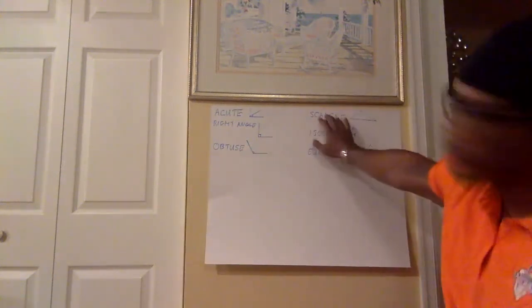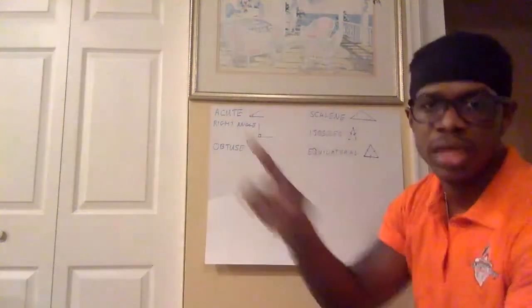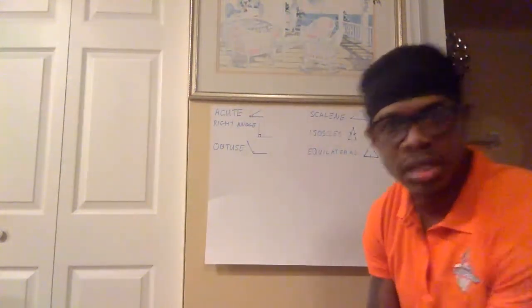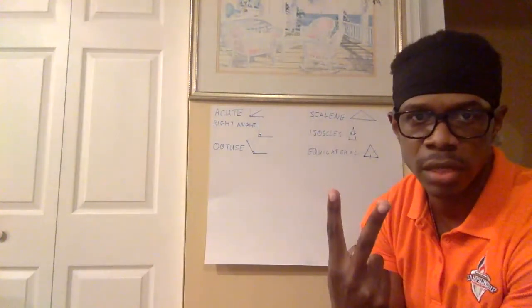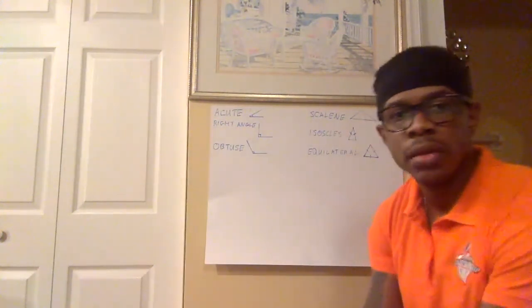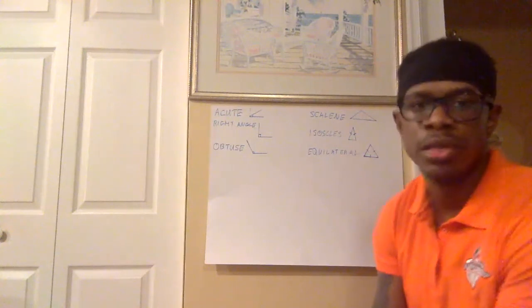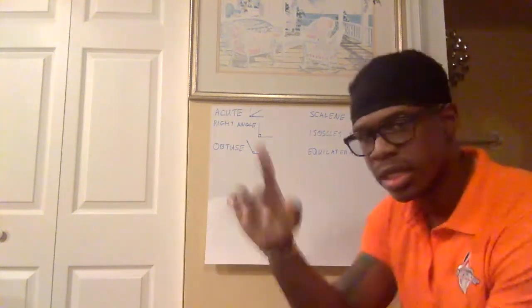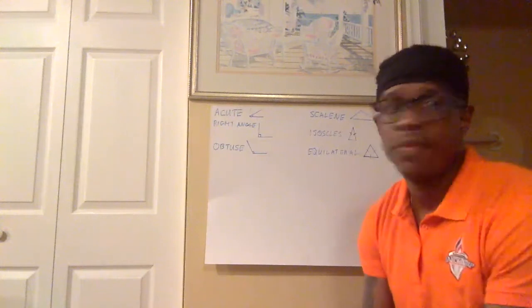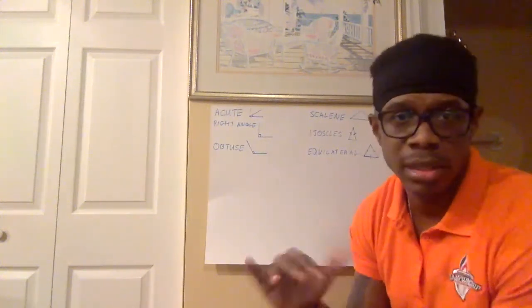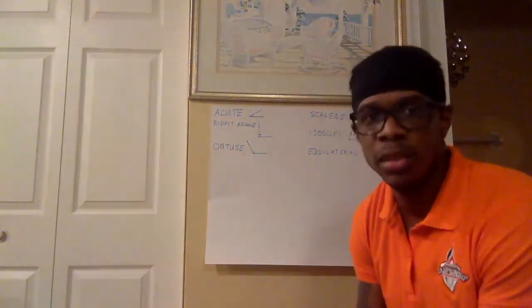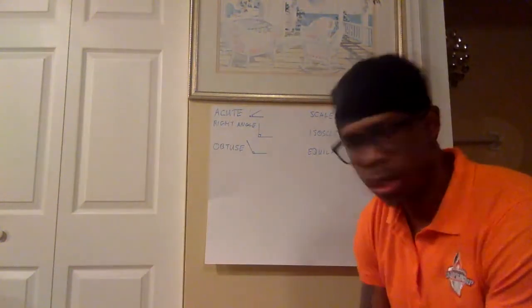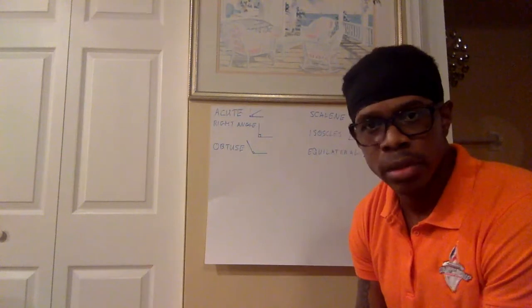And then scalene triangle, all three sides are of different length. Isosceles triangle, two sides are the same length. And then equilateral triangle, all three sides are the same length, or all line segments are the same. Now, definitely feel free to pause at any time. This is a recap, so I might be going a little bit fast. Definitely pause and write your notes to keep up.